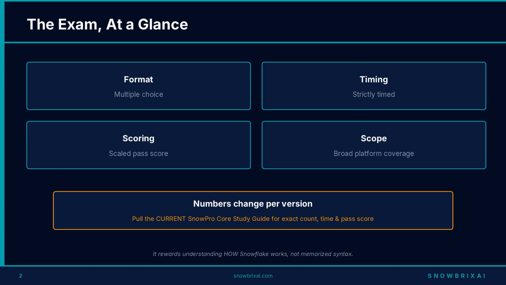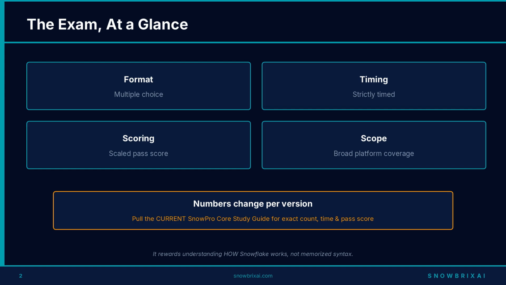Let us get the shape of this exam clear first. It is multiple choice, it is timed, and it uses a scaled passing score. That means it is testing a broad understanding of the platform, not one narrow corner. And here is what most people miss. It rewards knowing how Snowflake actually works, not memorized syntax. You will rarely be asked to write a perfect copy command. You will be asked which option behaves which way.